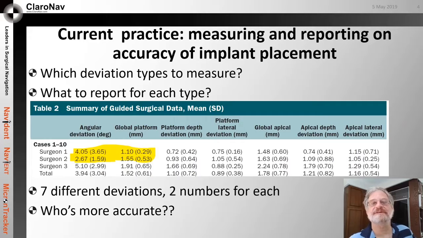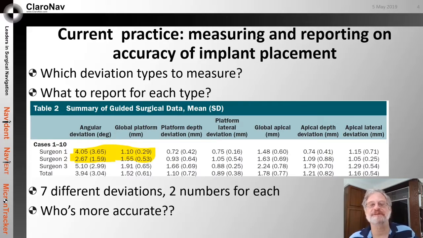Let's look at how the results of accuracy studies are being reported in the literature. The examples I'm showing here relate to placing dental implants, and the deviations being measured are between where the implant was planned and where it ended up. In this table, there are two statistical deviation values, mean and standard deviation. They are reported for each of 7 different deviation types.